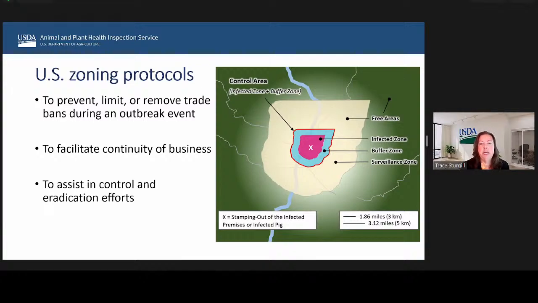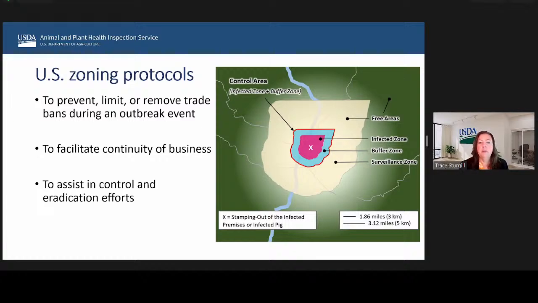And thus, negotiating and amending zoning protocols is very time consuming. However, if it actually achieves the goal of minimizing those trade disruptions in the middle of an outbreak, then it's time well spent. It's preparation. So during outbreak events, APHIS trade staff will send reports to our trading partners of what's occurring in our country to facilitate timely removal of those trade restrictions and to reestablish trade.